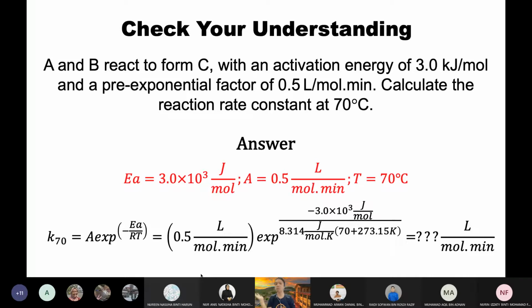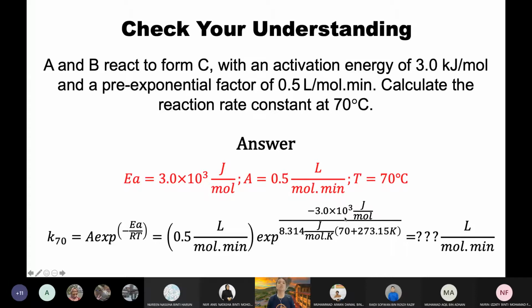Sebab nanti saya akan tunjuk satu lagi version equation ni. So version kedua tu tak ada negatif. So students sometimes get confused. So yang kamu belajar setakat ni is the original version of the equation. Okay, so ada negatif. Negatif EA, so EA per RT. So EA now become ada negatif 3 kilojoule per mole.